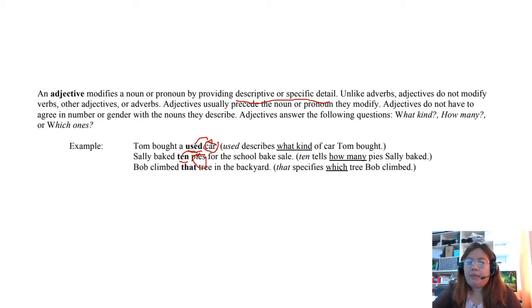And then, Bob climbed that tree. That is an adjective that sets apart the tree from other trees in the backyard as what the subject Bob climbed. So that here, which in many cases is a relative pronoun or a demonstrative pronoun, can function also as an adjective.